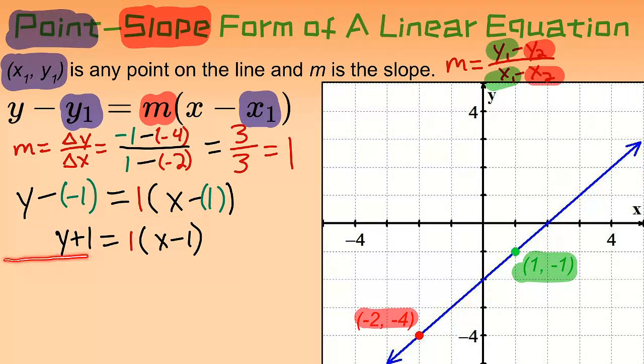Now I can do another equation in point-slope form using the other point. We're going to do it again. y minus, and it says y1 here, but it doesn't matter which point you use. So y minus the y value, y minus negative 4.